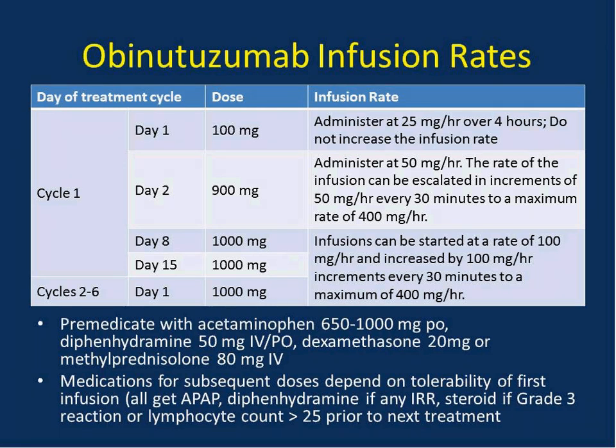Similar to ofatumumab, pre-medication for each infusion, Tylenol, Benadryl, and then also some sort of intravenous corticosteroid, whether it's Dex or methylpred. As far as whether or not we can change those on subsequent infusions, it's basically based on how well a patient tolerates their first infusion. So they'll always get Tylenol. They will get diphenhydramine if they have any sort of infusion-related reaction. And then if they have a grade 3 or higher reaction or lymphocyte count over 25,000 prior to the next treatment, they would get steroid pre-medication prior to that dose.